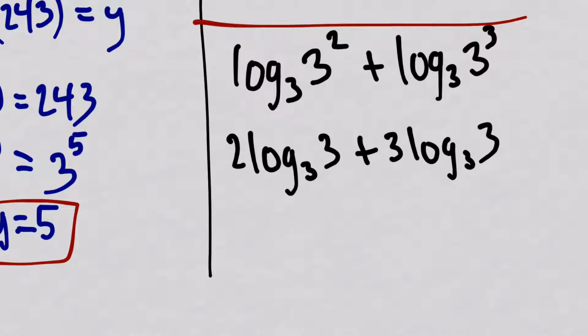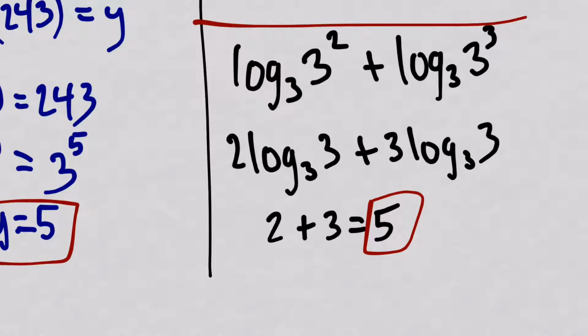So this basically means 2 times 1, 2. Same thing here. Log base 3 of 3, that's just 1. So this just means 3 times 1. So that's 5. Same answer, different ways. Right? You should end up at the same answer as long as you're using all the properties correctly. You're going to end up at the same spot regardless of which way you go.